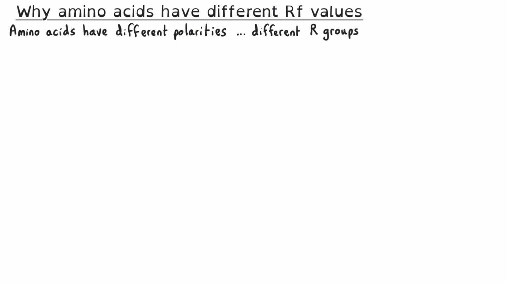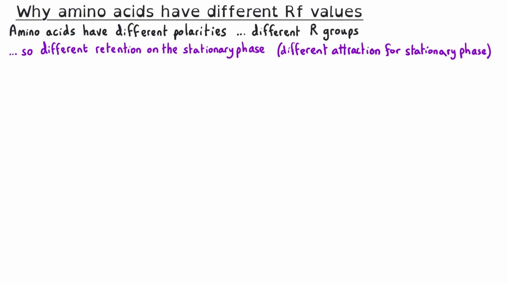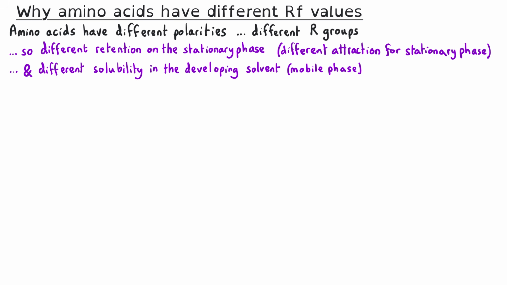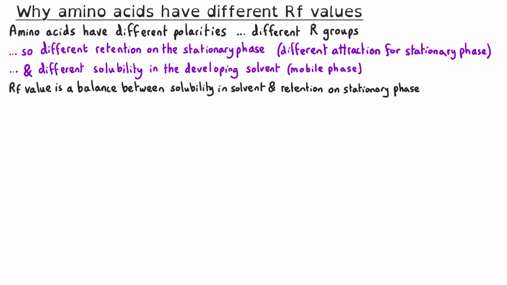Amino acids have different RF values because they have different polarities, and this is because they have different R groups. As a result they have different retention on the stationary phase, or we could say different attraction for the stationary phase, and they also have different solubility in the developing solvent, which is also known as the mobile phase. And the RF value is a ratio that reflects the balance of the solubility in the solvent and the retention on the stationary phase.